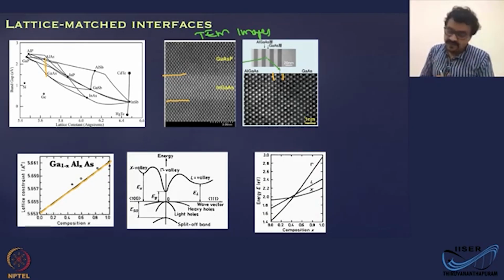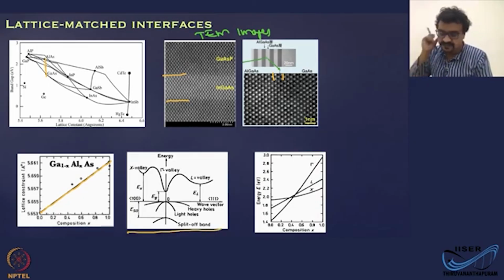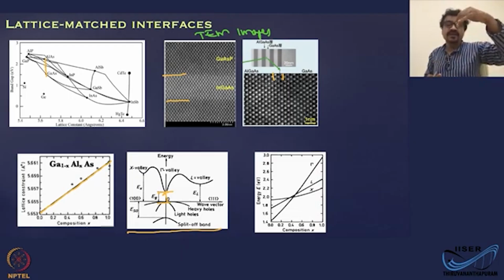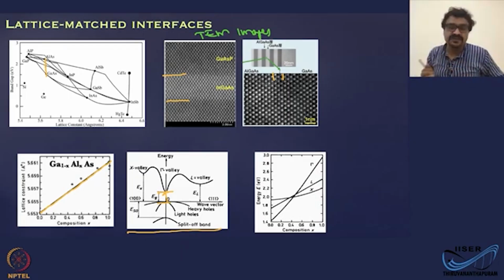So this is telling you where the various band edges are, depending on the direction. For example, the band gap here is the gamma value. It's a direct band gap. A direct band gap means the minimum of the conduction band and the maximum of the valence band are at the same k point, at the same wave vector.